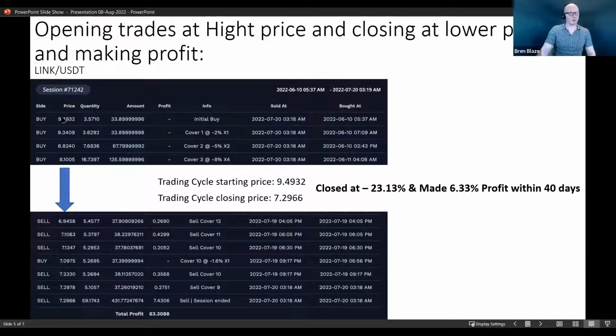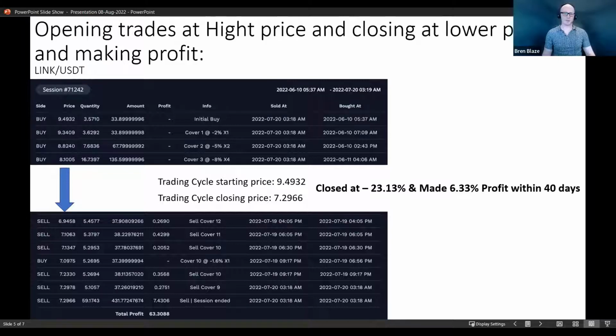It's a phenomenal concept to think that we bought Link at these prices right here, and we were able to sell it when the market was at a price of 7.2, 23% away from the initial purchase. The entire trading session, 6.33% profit within that 40-day time frame. It's going to vary based on coin. It's going to vary based on multiple variables, multiple factors that are going to influence results.